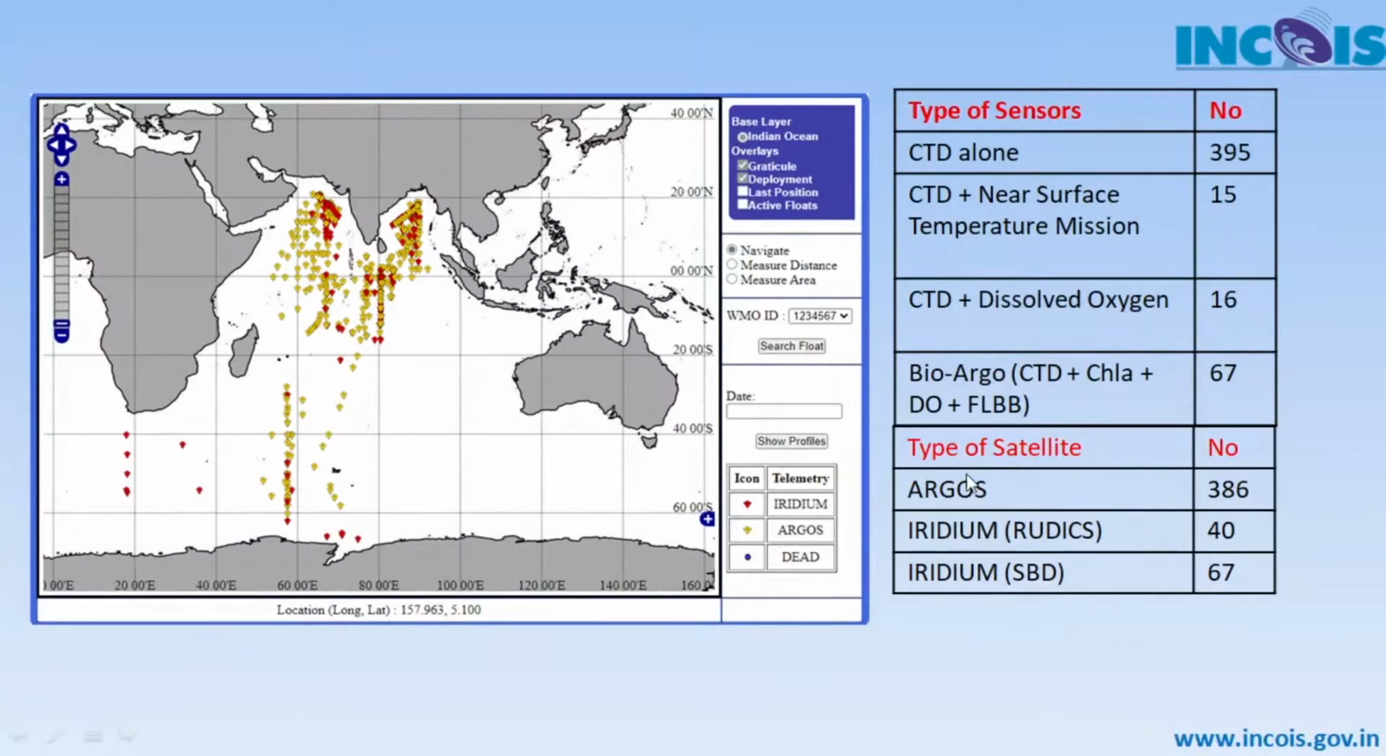On the right side you can see the type of sensors and type of satellites. With CTD alone 395, with near surface temperature mission 15, with dissolved oxygen alone 16, and then BioArgo floats, which we call CTD plus CHLA, dissolved oxygen, fluorescence, and backscattering, things like that, 67 floats have been contributed. And coming to the type of satellites, Argos communication is the biggest contribution from our side, which is 386, and then Iridium communications, which includes RUDICS and short burst data format, around 107 floats have been contributed from India.